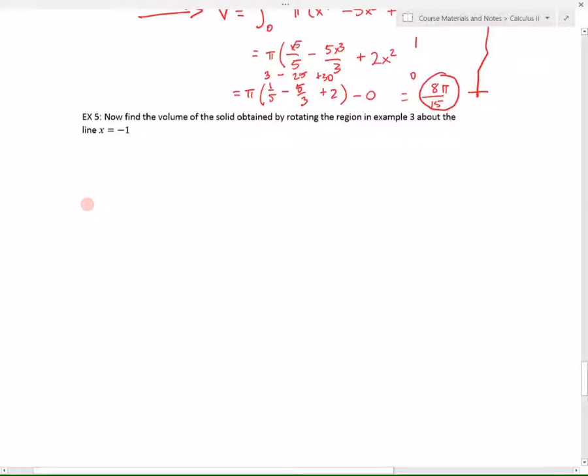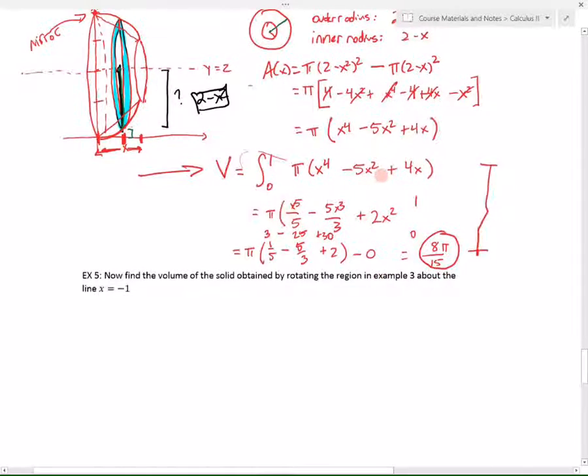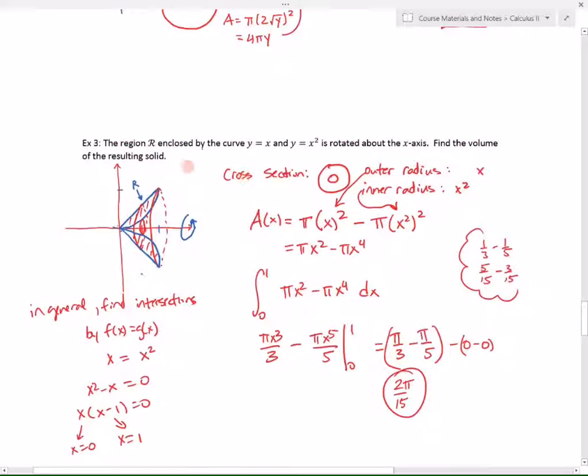Okay, so in example 5, what I'm going to be doing is continuing to work some examples where we find the volume of a solid by rotating a particular region. Now in this case, this was the example I didn't have time to get to in class, so we want to find the volume of the solid that we're now going to be rotating the region from example 3, but we're going to do it about the line x is equal to -1. So let me just back up real quick and show you the region.